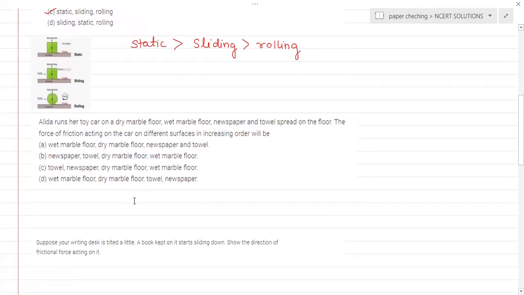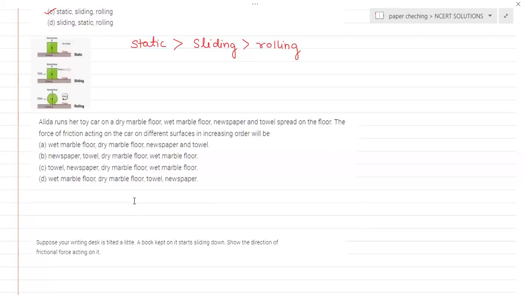Elida runs her toy car on a dry marble floor, wet marble floor, newspaper and towel spread on the floor. The force of friction acting on the car on different surfaces in increasing order will be. Now, we all know that friction is entirely depending on the nature of the surfaces, right? To quite an extent, the nature of the surface is what makes all the difference.